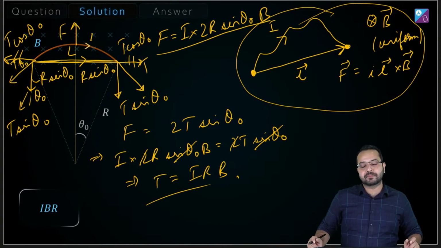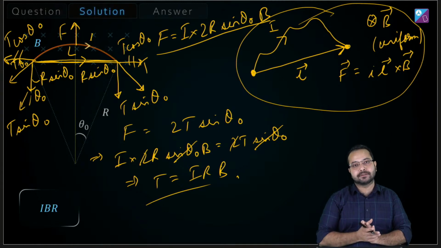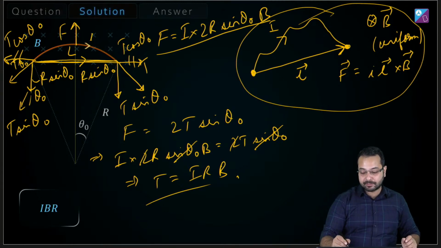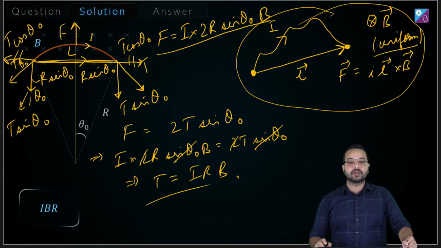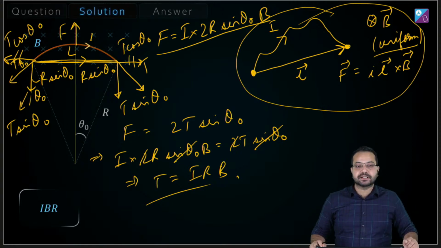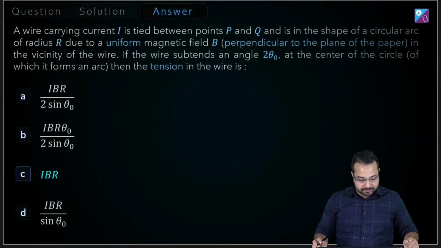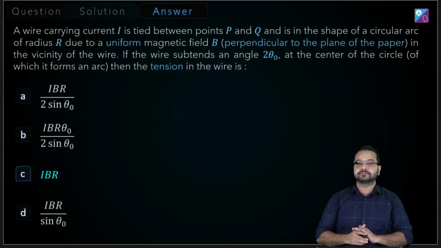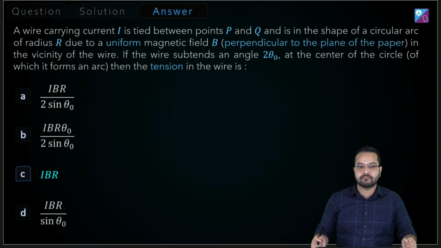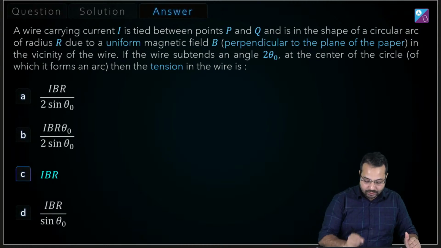You take a wire of arbitrary shape, join its two ends, that is going to play the role of L. But pay attention, the magnetic field has to be uniform. In a non-uniform magnetic field, you cannot apply this. Perfect, all good. So what should be the correct option? The correct option should be option C. Perfect. So let's move to the next question.